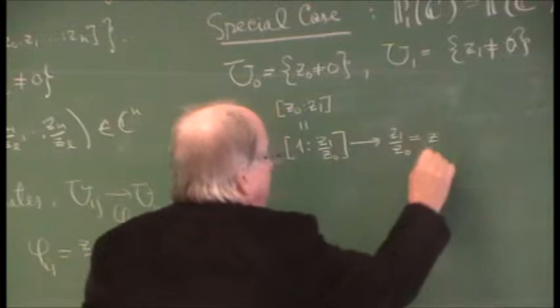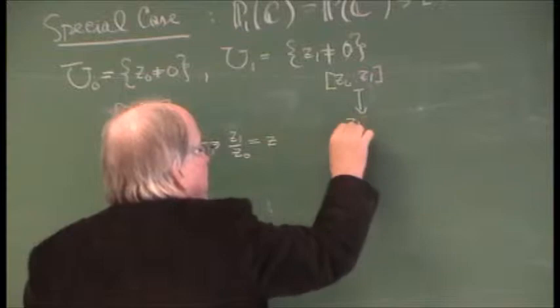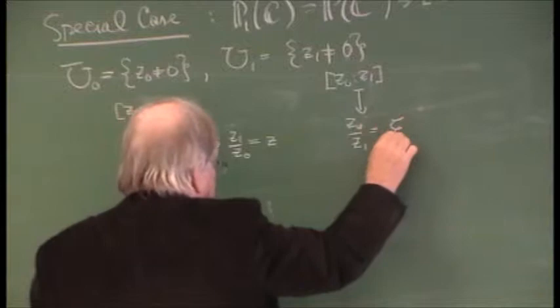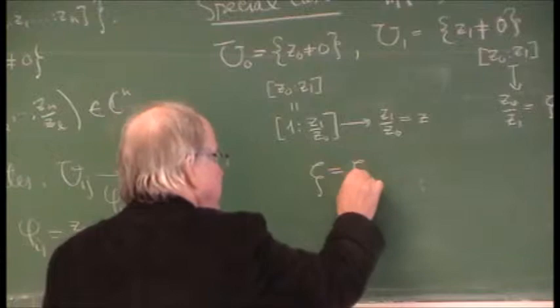And here, if we take U1, then we know z1 is not equal to 0, so we can divide by that, so that we go to z0 over z1. And maybe we call this coordinate zeta. And the change of coordinates, obviously, how do you go from z to zeta? So zeta, if you visualize it on the intersection as a function of z, is 1 over z.